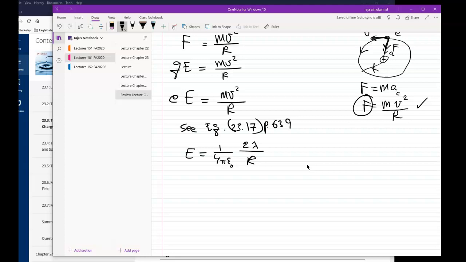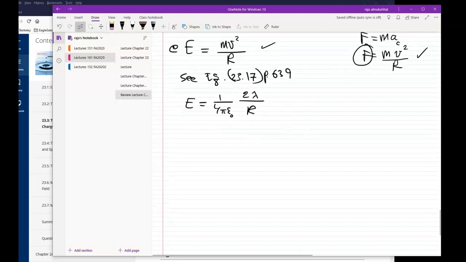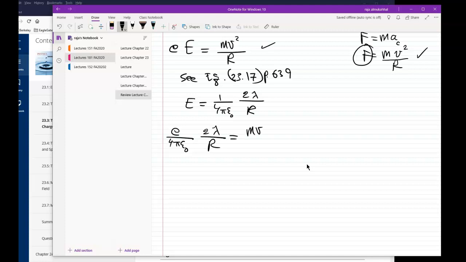So now I have all of that. I'm going to take this and plug it in there. So in this case, I'm going to have eE, that is e times 1 over 4 pi epsilon naught, 2 lambda over r, equals m v squared over r, okay? Did I make a mistake so far? No, I did not. Okay, let me stop right there.